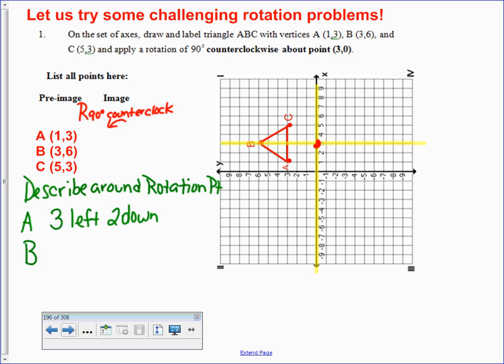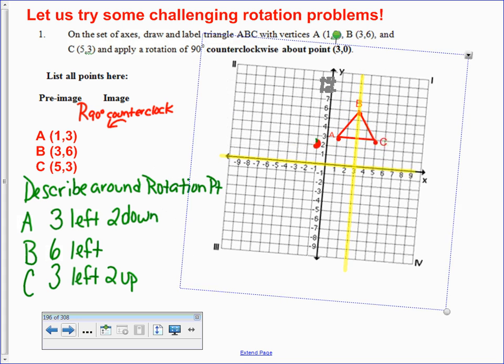Again, using a description, let us figure out where point B is located from my rotation point. 1, 2, 3, 4, 5. It is located 6 units to the left. And let's take a look now at C. Where is point C located? Point C is 3 units to the left and 2 units up. So that is using my description. That is where those points are located.